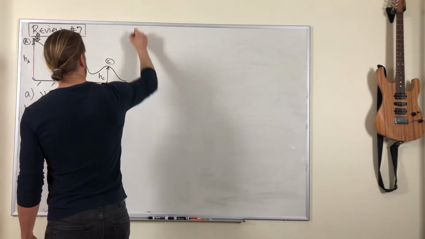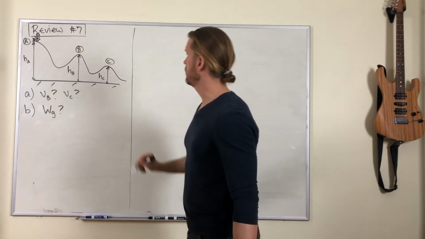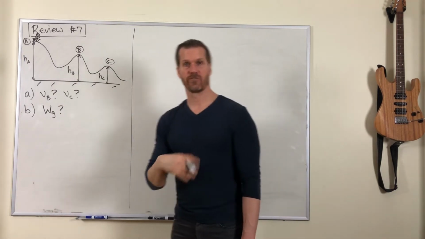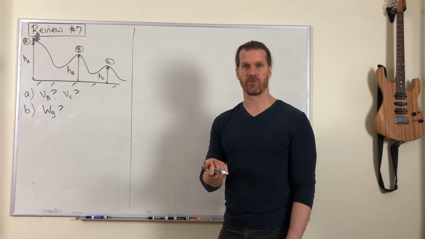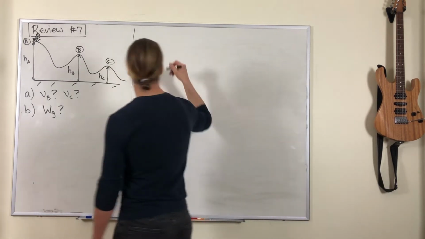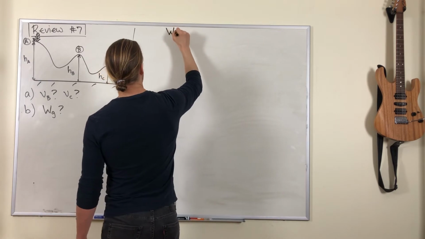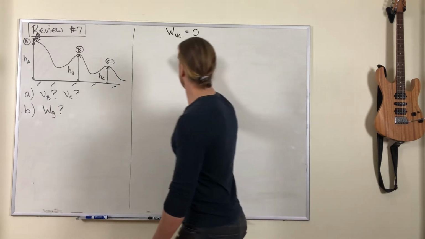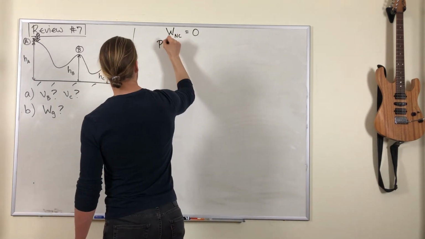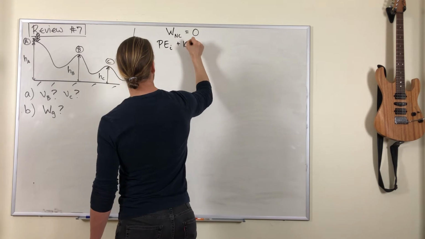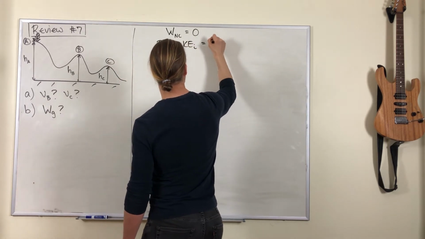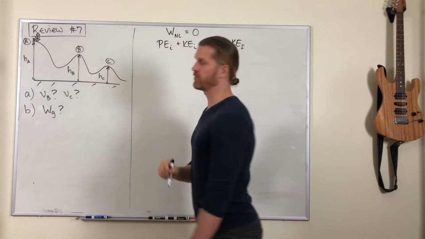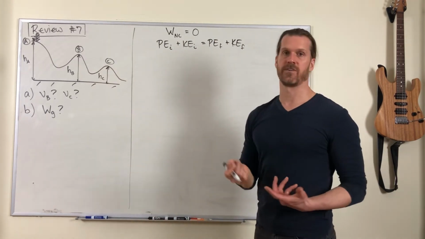So we're ignoring any friction or air resistance. We're ignoring non-conservative forces in this problem. So the work by any non-conservative forces equals 0, which means that initial potential energy plus initial kinetic energy equals final potential energy plus final kinetic energy for any initial and final points.